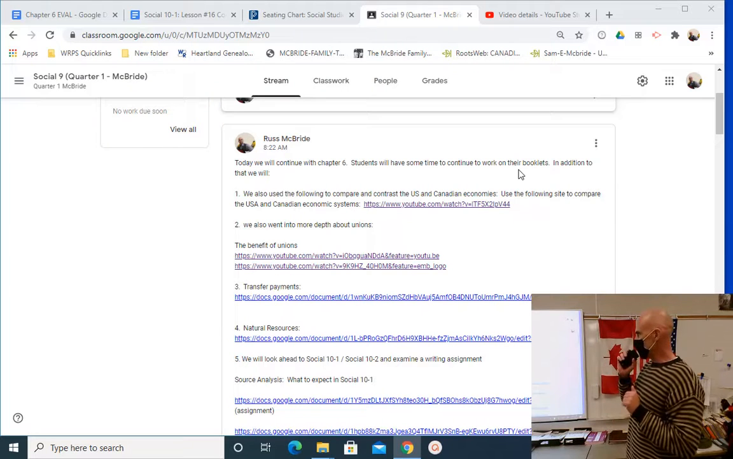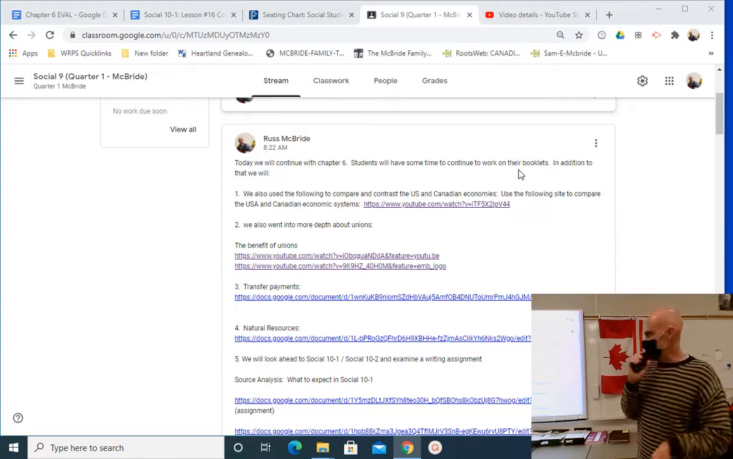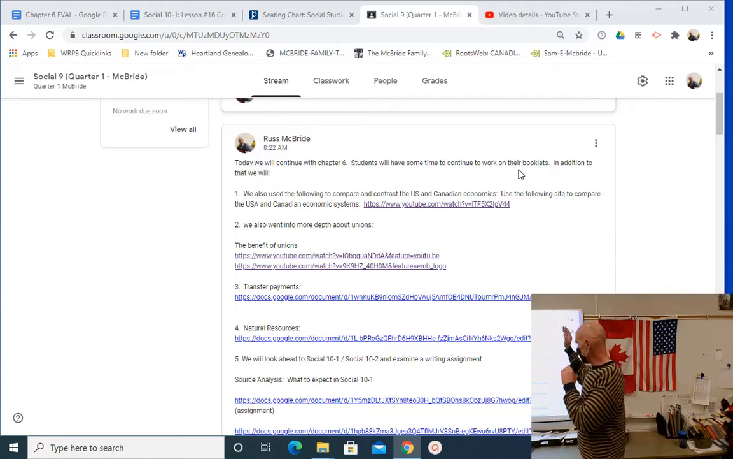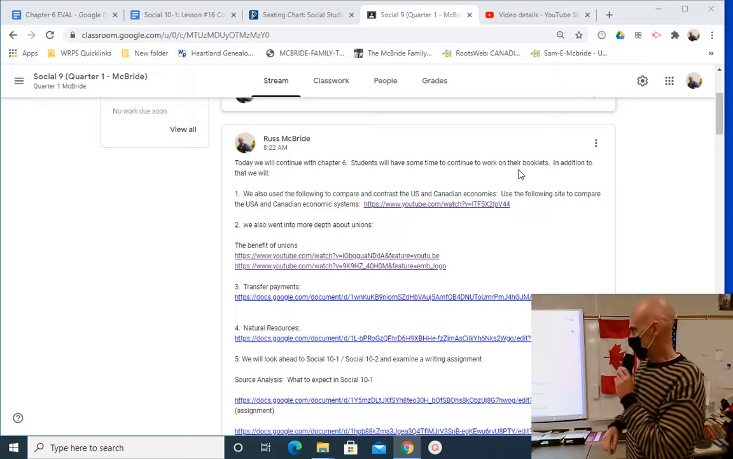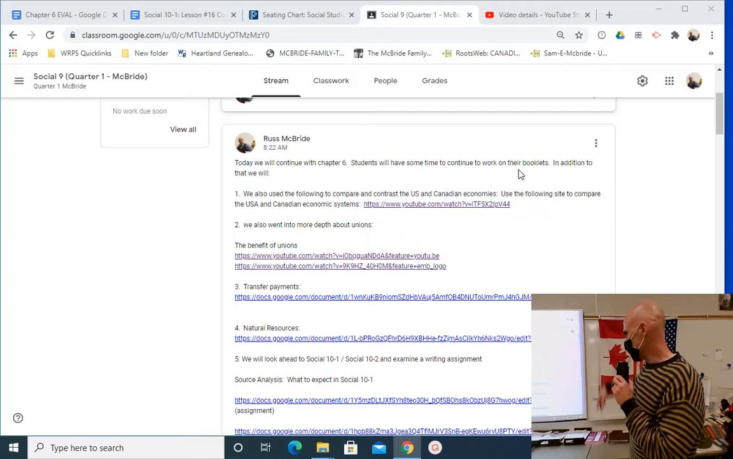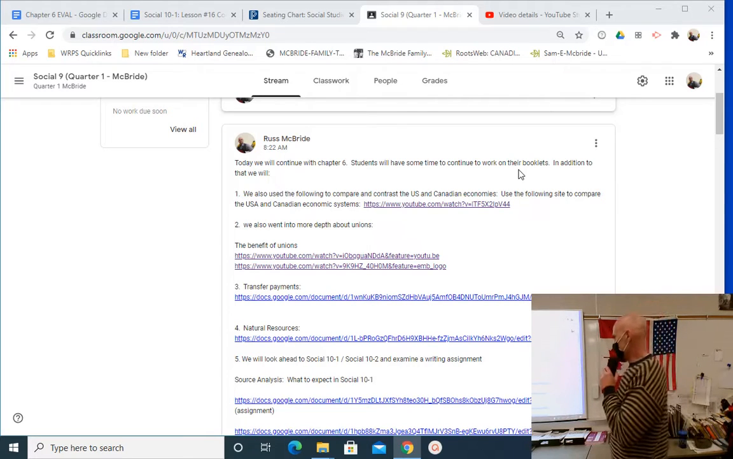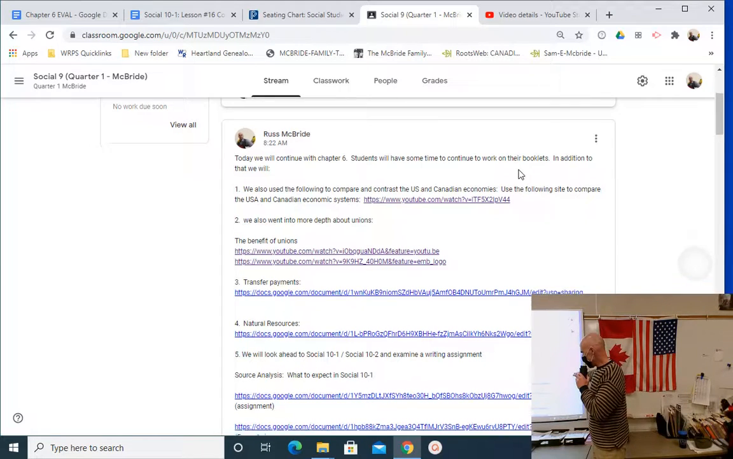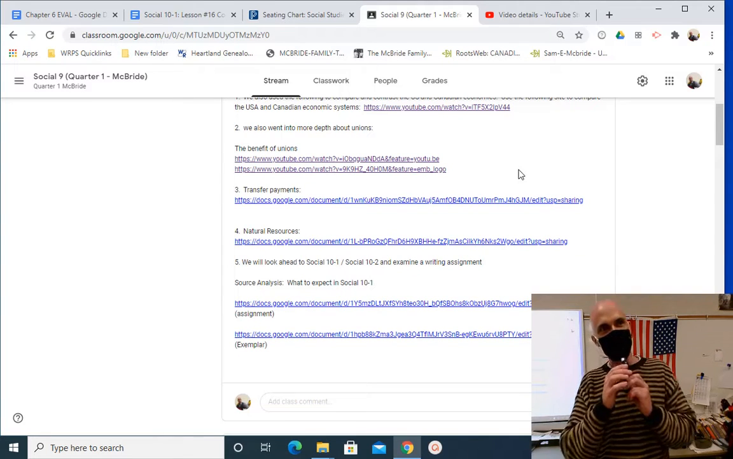So the first thing we're going to do today is look at the similarities and differences between Canada and the United States. And then we're going to record another one of these. We're going to talk about the benefit of unions. And then we're going to look at transfer payments, natural resources today. Also going to look at some writing assignments.